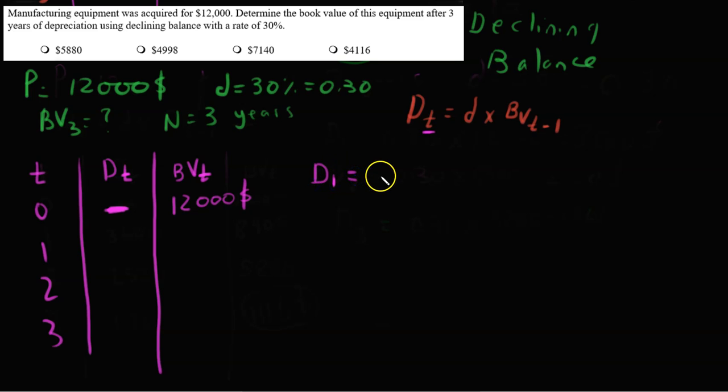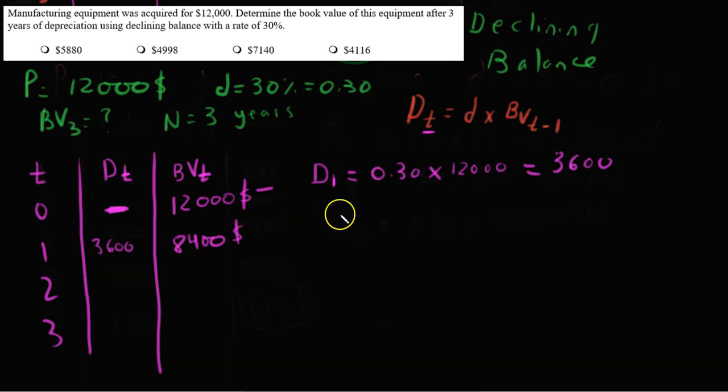D1 is equal to your depreciation rate, 0.30, multiplied by the book value at year 1 minus 1, so at year 0. At year 0, our book value is $12,000. And this gives us a value of $3,600. So that's the depreciation that happens after 1 year, $3,600. To get our actual book value at year 1, you just take 12,000 and subtract 3,600, and you end up getting 8,400 bucks.